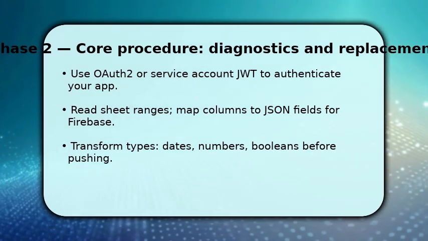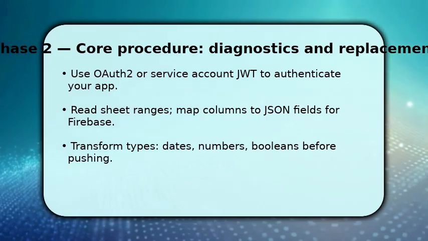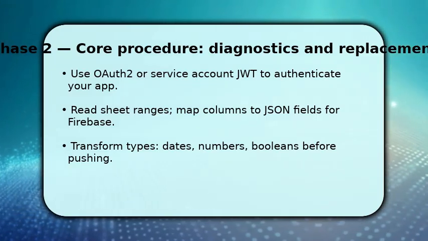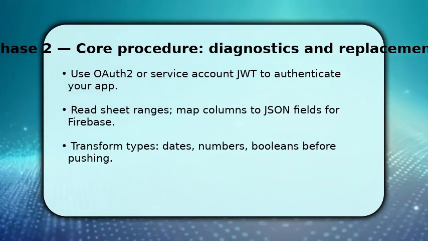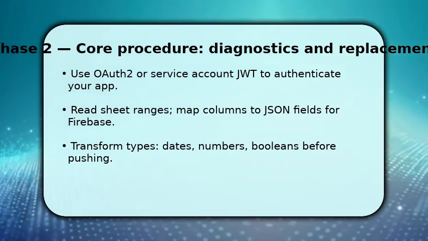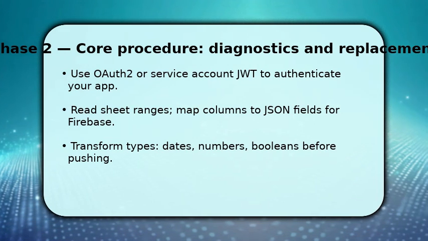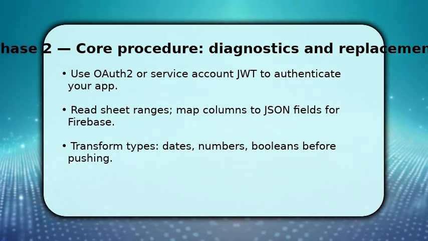While mapping, normalize types. Convert date strings to ISO, numbers to floats, and checkboxes to booleans, because Firebase stores typed values. Once mapping logic runs locally or in cloud functions, you'll be ready to push data reliably and repeatably.